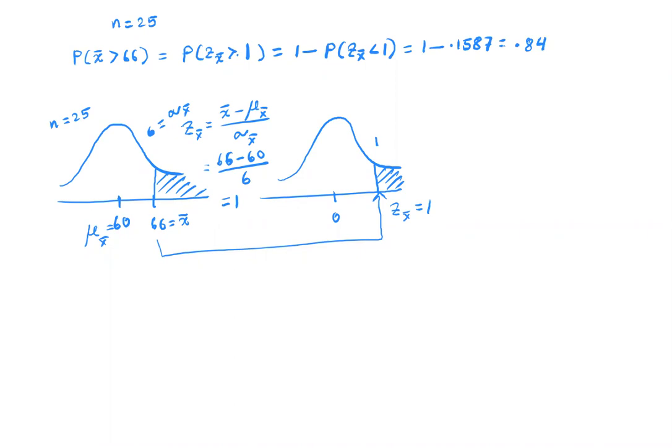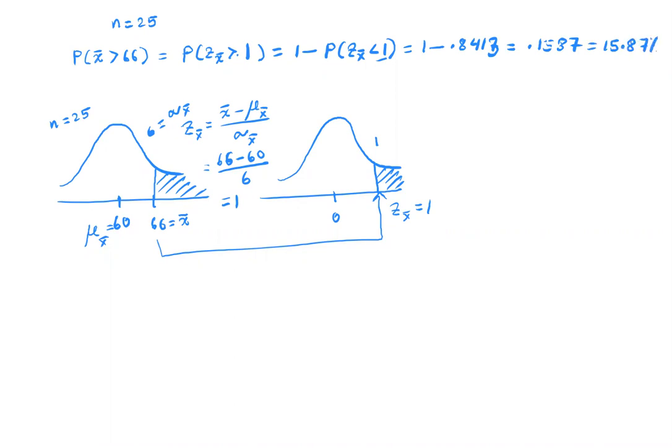Oh, did I make a mistake? I did make a quick mistake, so let's fix it. This is 0.8413. This value for z is equal to 0.8413, which is going to give you 0.1587.